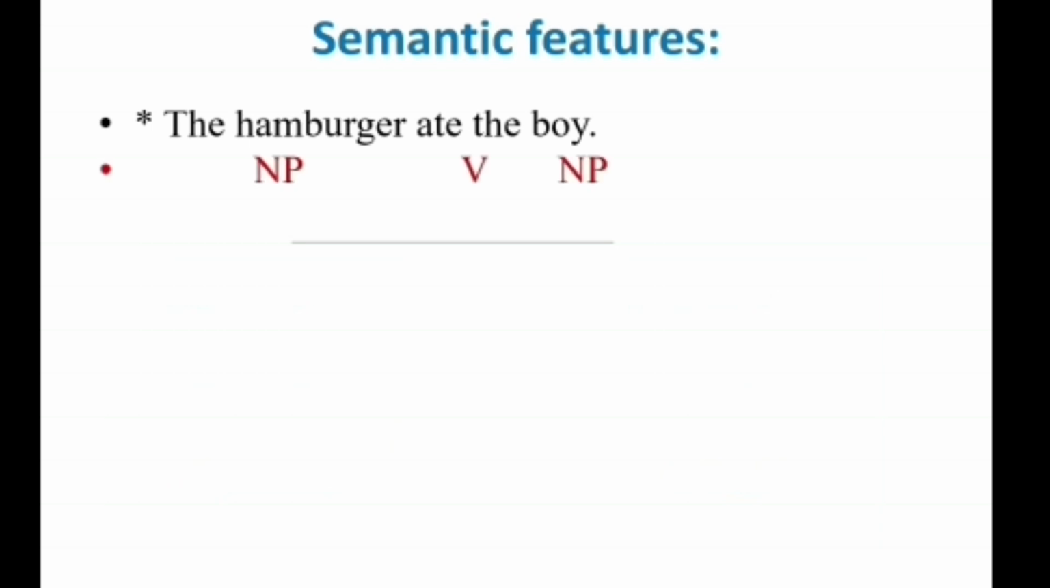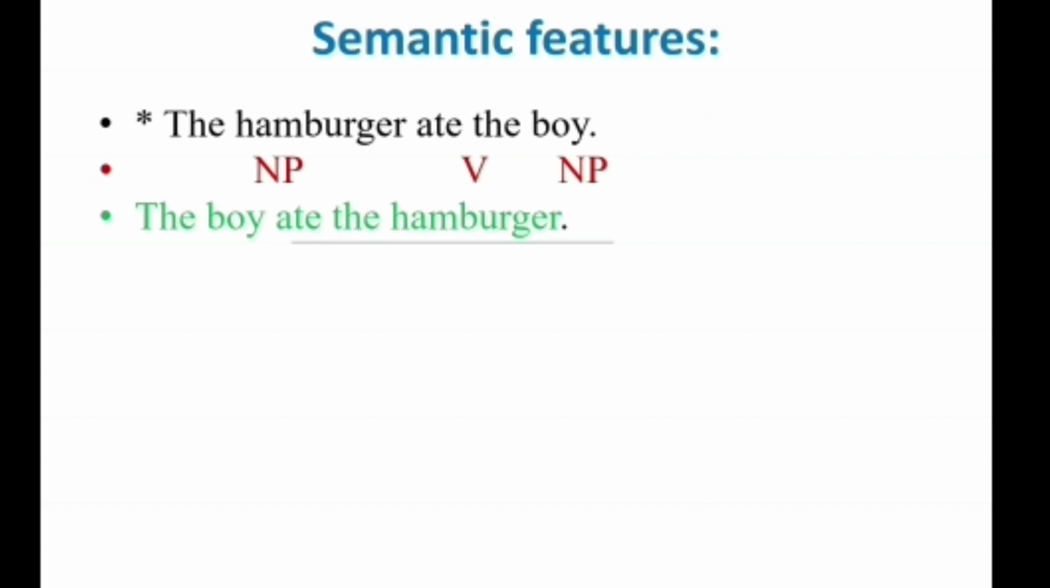We have a noun phrase, a verb, and another noun phrase. So we have here a subject, a verb, and an object, which is syntactically correct in English, but still the meaning is odd. And one acceptable or meaningful version would be, for example, the boy ate the hamburger. Then we need to identify where the problem is.